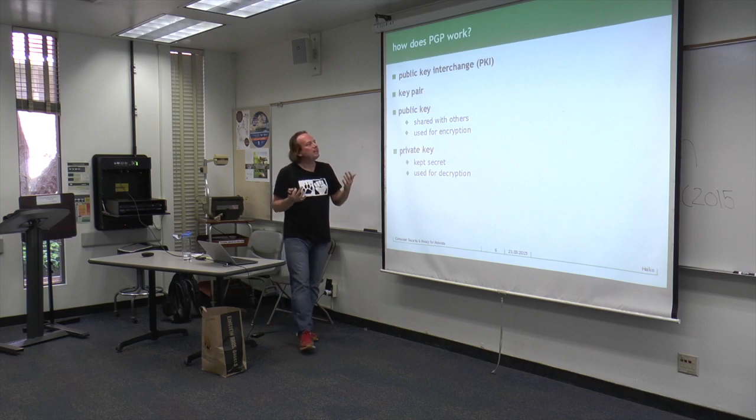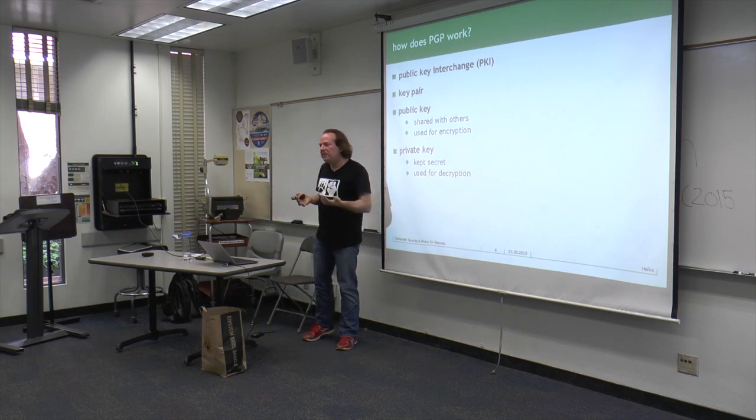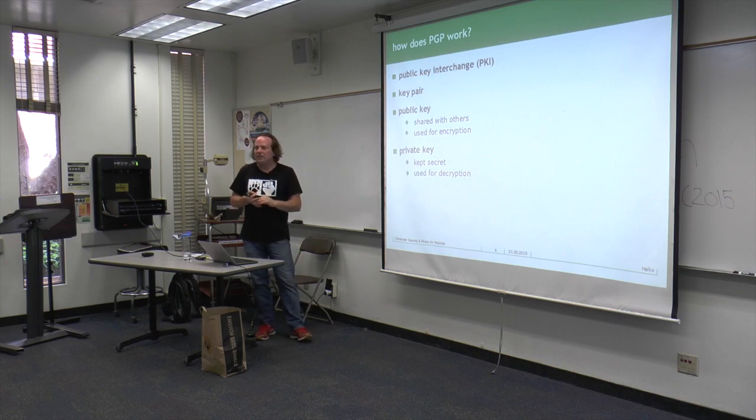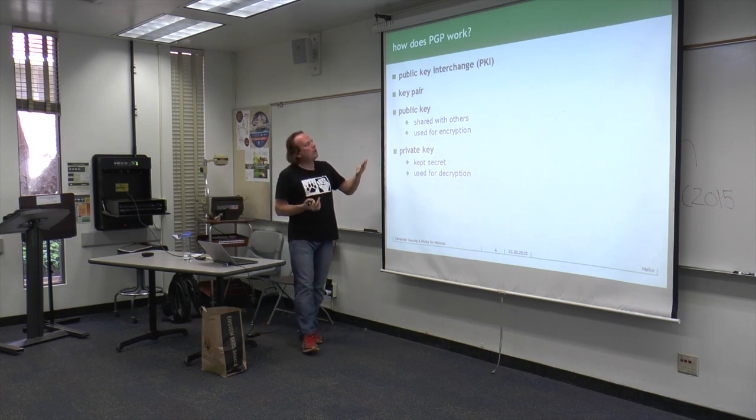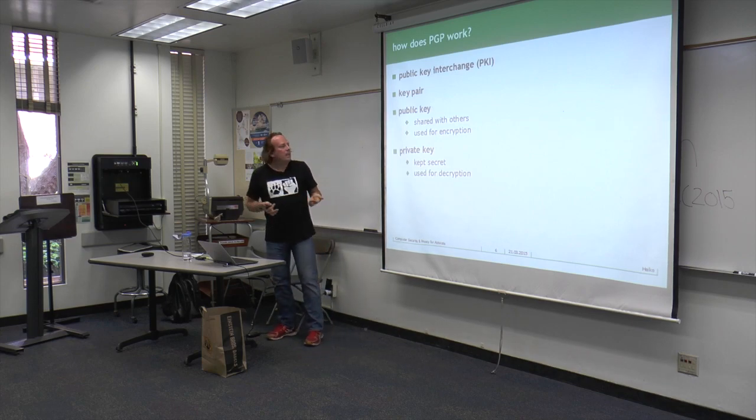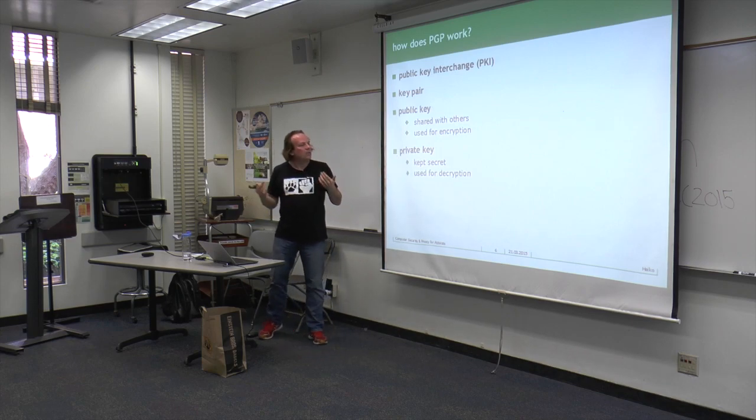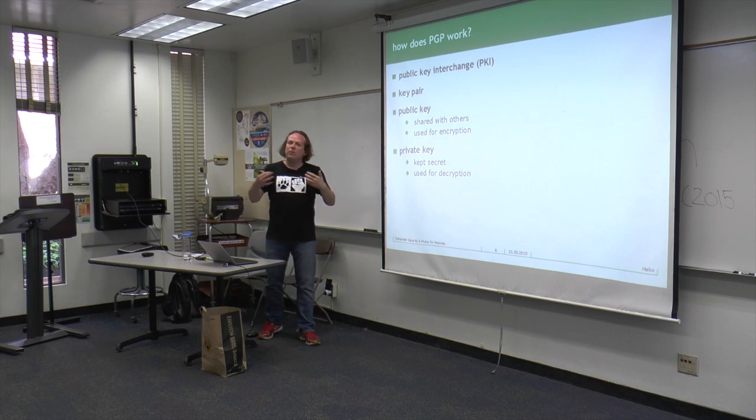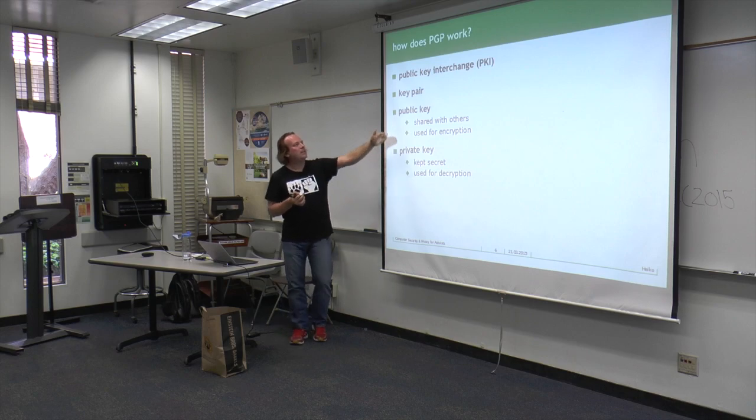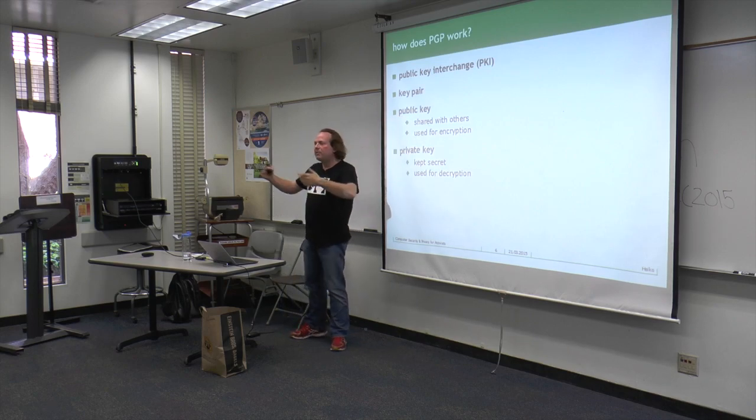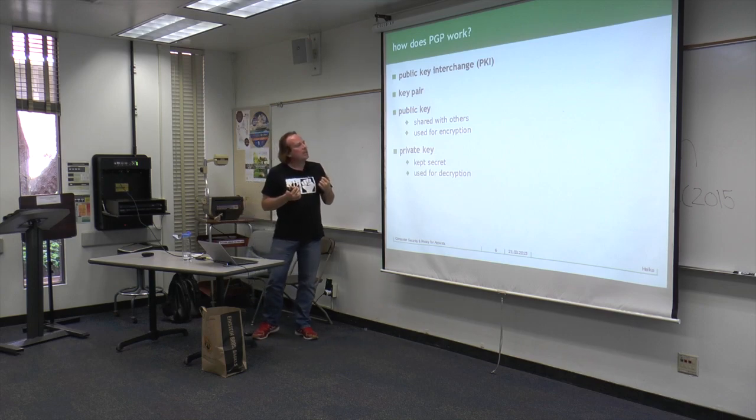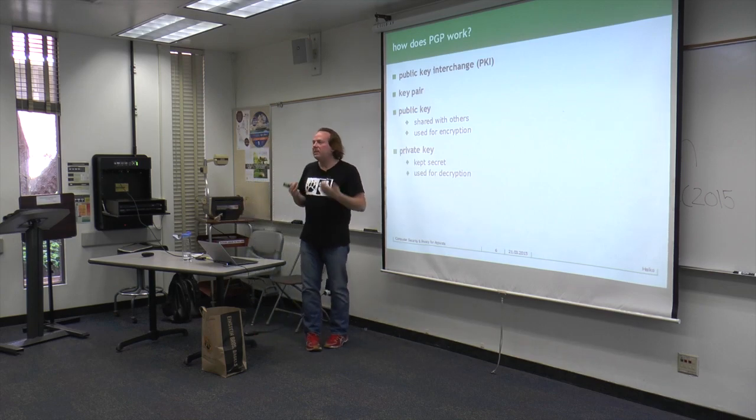Well, PGP has this concept called public key interchange. That basically means there's two different kinds of keys. There's a key pair, and one of the keys, the public key, is used for encrypting, and the private key is used to decrypt, to convert the encrypted message back to the original. And the idea is that you share your public key with everybody that you want to send encrypted emails to you, and the private key you keep secret.